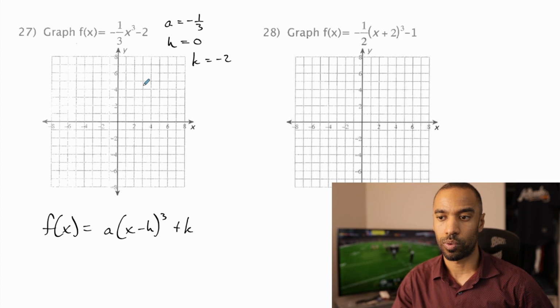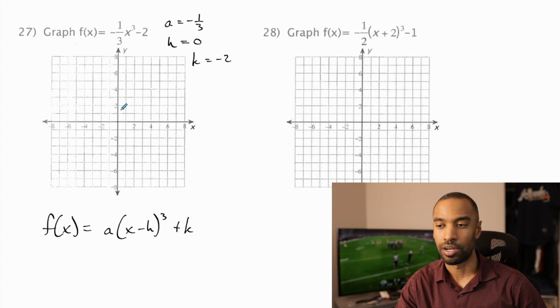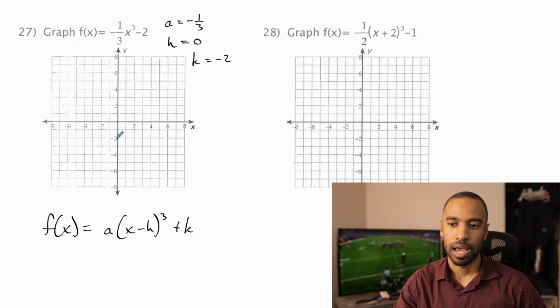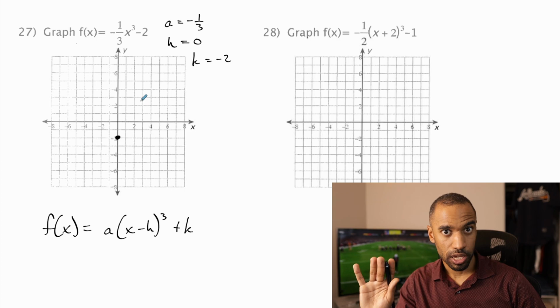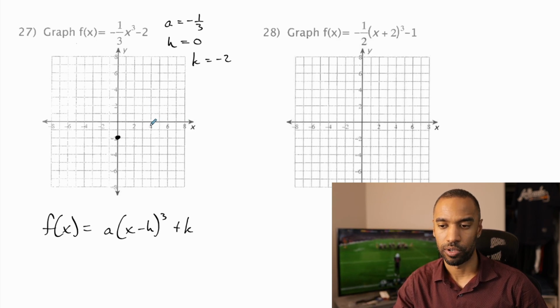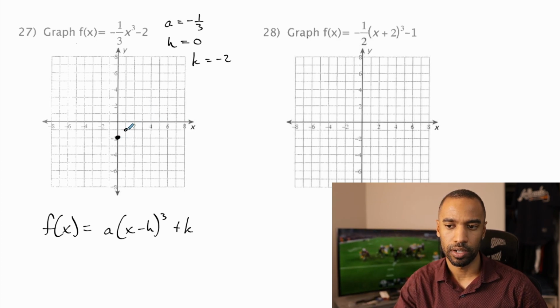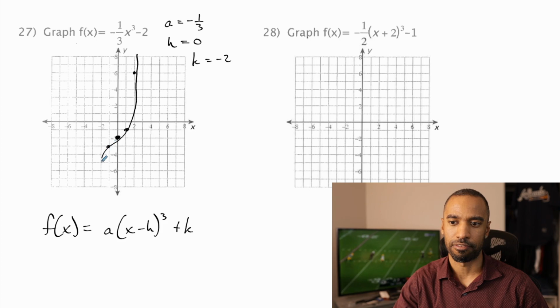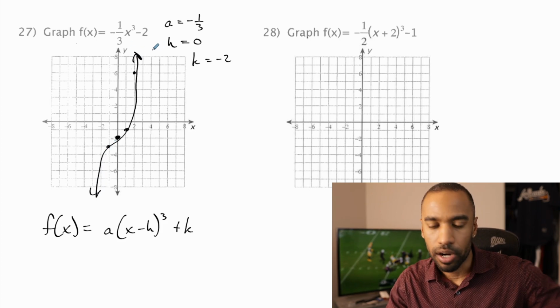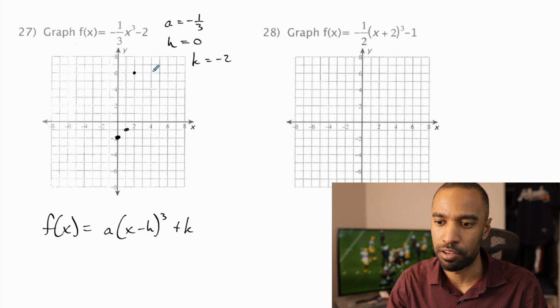So what we're going to do is translate this center 2 units down. I'm going to go 2 units down right there, and that's the center. Now, the basic nature of the graph, just to remind you, these are not going to be the official points, but the basic nature of a cubic is 1, 1, 2, 8, negative 1, negative 1, negative 2, negative 8, if I could fit it. Now, that's not our graph because we have an a value of negative 1/3.